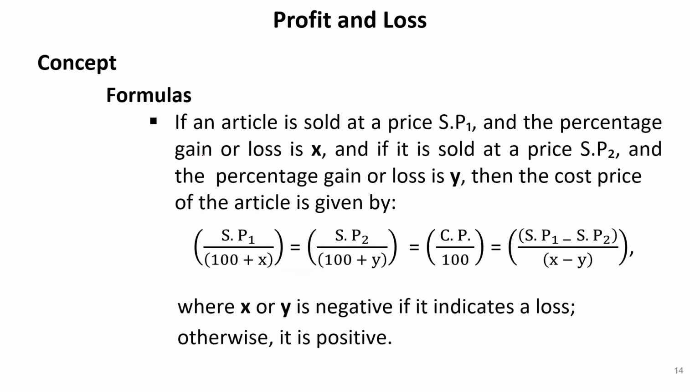Okay. So let's see the next formula, that is if an article is sold at a price SP1, selling price 1, let's say, and the percentage gain or loss is X. If it is sold at a price SP2, that is selling price 2, and the percentage gain or loss is Y, then the cost price of the article is given by SP1 by (100 plus X) is equal to SP2 by (100 plus Y) is equal to CP by 100 is equal to (SP1 minus SP2) by (X minus Y). Okay, where if X or Y is negative, then it indicates a loss, otherwise it is positive.